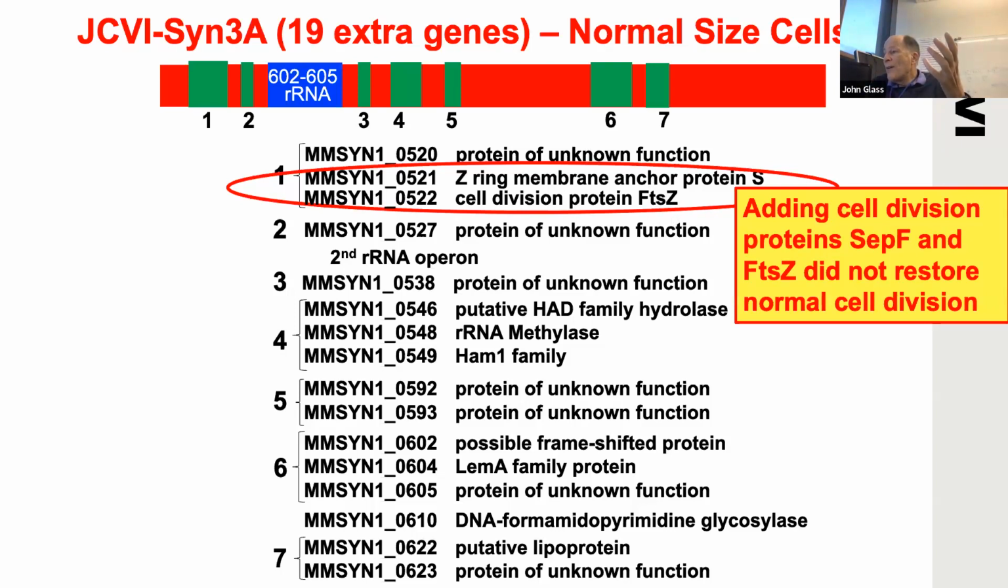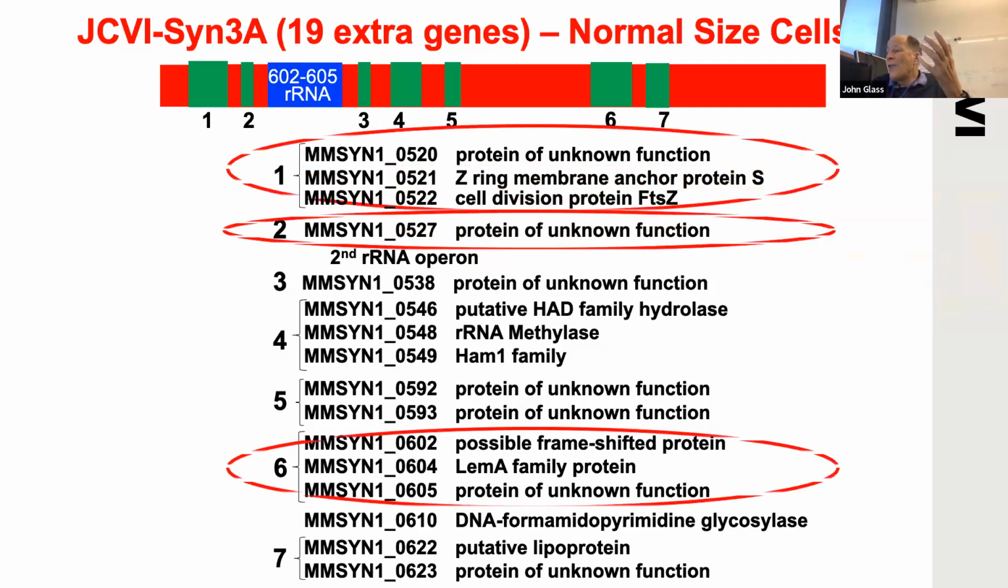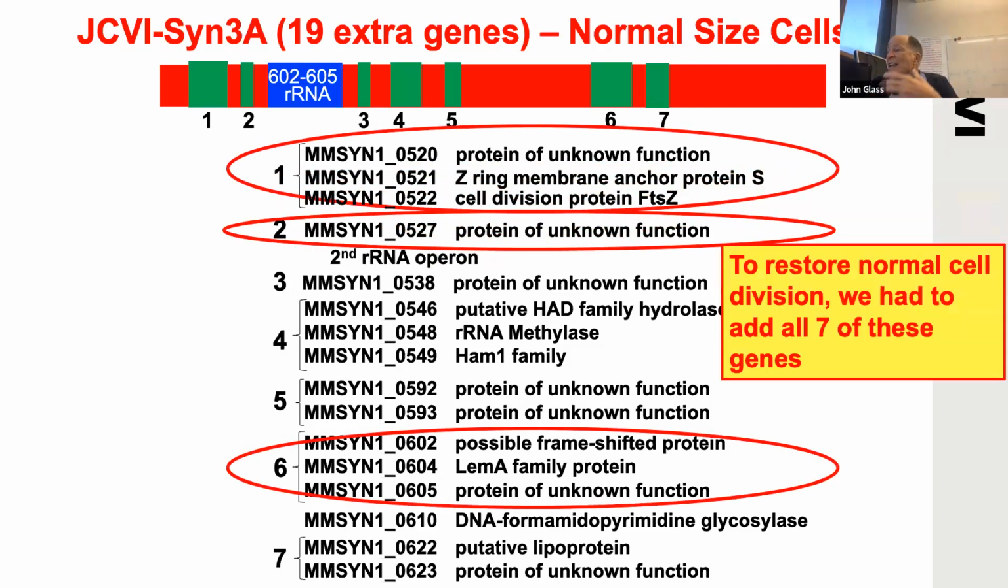So now we come up with about a year, 18 months of combinatorially testing things. And what we found is it was no one protein, it was 7 proteins that were required to restore the cell to normal cell growth phenotype.